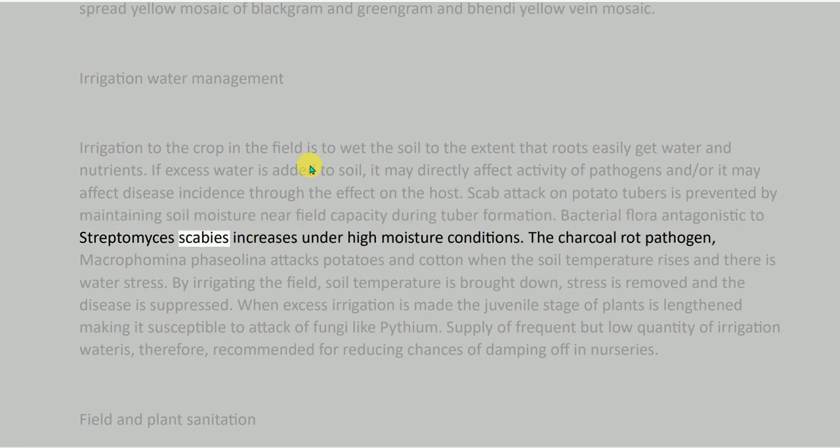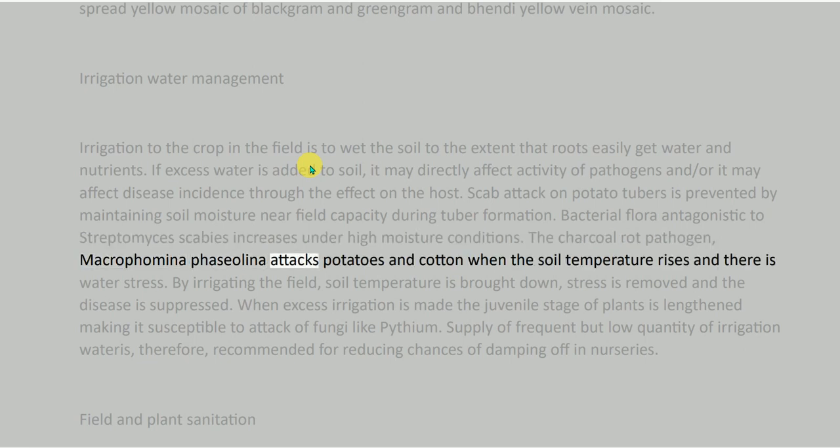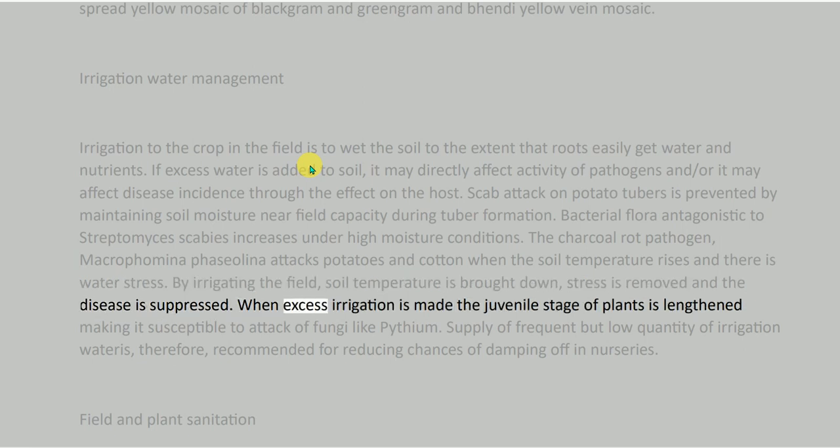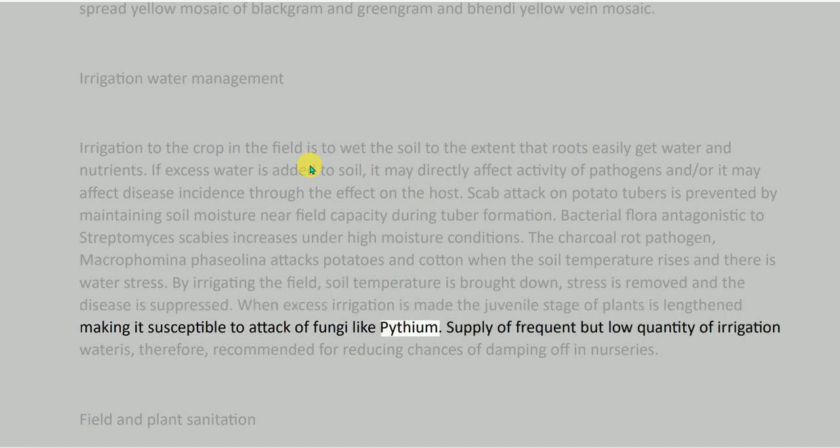The charcoal rot pathogen, Macrophomina phaseolina, attacks potatoes and cotton when the soil temperature rises and there is water stress. By irrigating the field, soil temperature is brought down, stress is removed and the disease is suppressed. When excess irrigation is made, the juvenile stage of plants is lengthened, making it susceptible to attack of fungi like Pythium. Supply of frequent but low quantity of irrigation water is, therefore, recommended for reducing chances of damping off in nurseries.